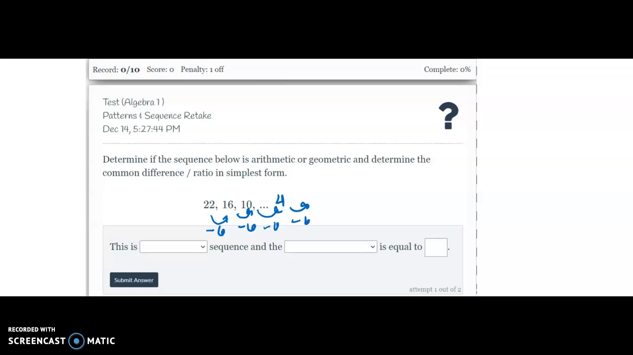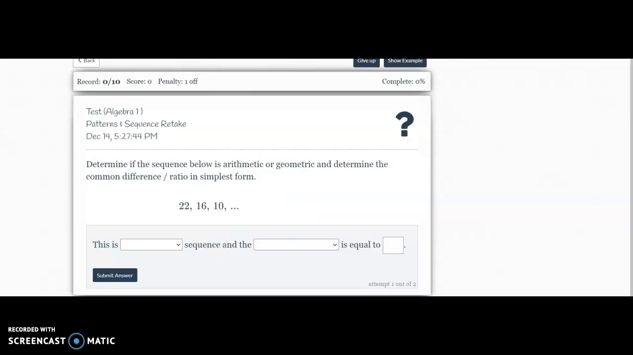Okay, so now I'm going to go back to our page here. This is, what type of sequence is it? Is it geometric or an arithmetic? Well, geometric means multiplying or dividing, and arithmetic means addition or subtraction, because it's increasing or decreasing by the same number. Geometric means that we're going to have more of a curved line, to the power of something.